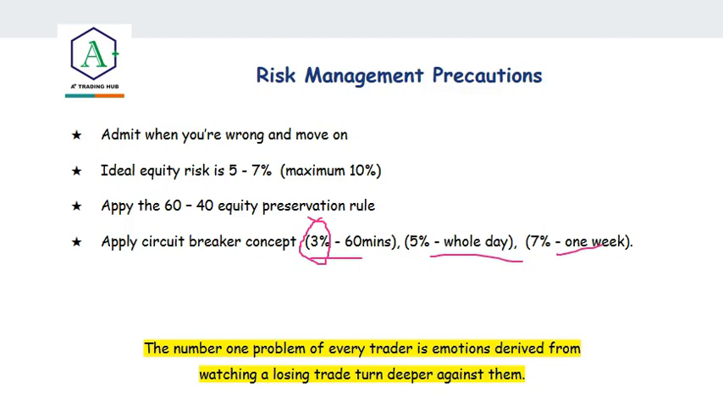3% of my trading capital at a stretch, I don't trade for the next 1 hour. Then if I lose 5% of my trading capital at a stretch, I don't trade for a whole day. If I lose 7% of my trading capital at a stretch, I don't trade for 1 week. These are a way of making sure I let go of all the emotions.